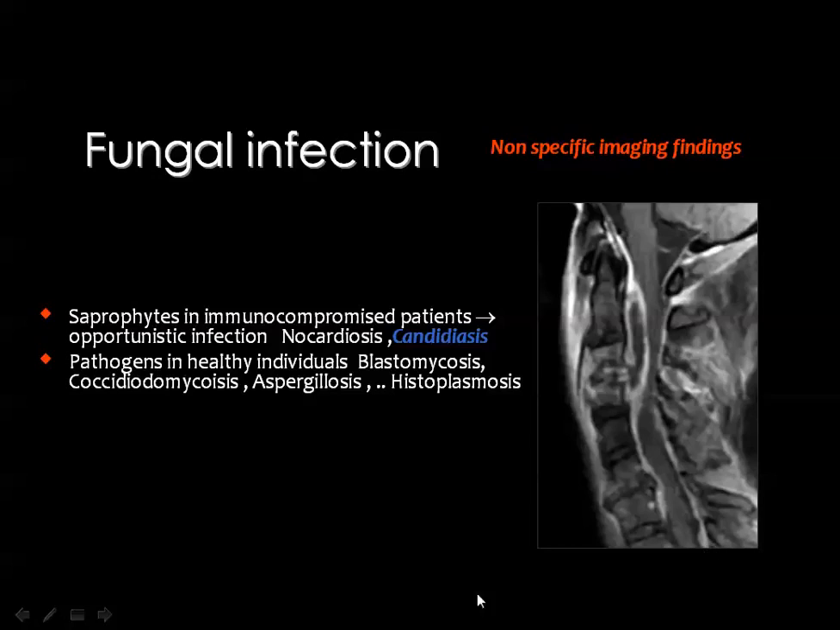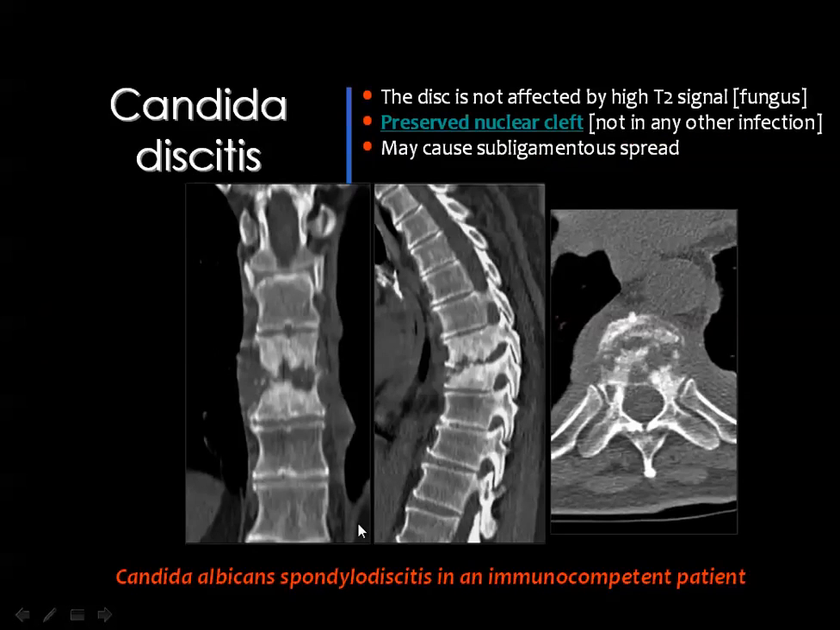An infection by the fungus will lead to non-specific imaging findings which cannot be differentiated from those of pyogenic or tuberculous osteomyelitis. You've got involvement of the disc as well as the vertebral bodies, together with prevertebral inflammatory granulation tissue as well as intraspinal extension in the form of epidural or subdural abscesses.